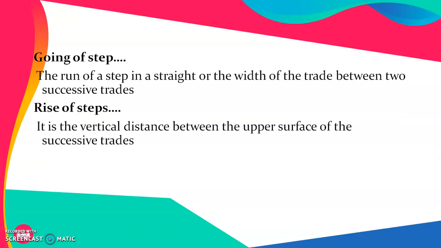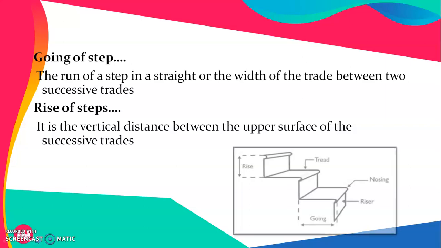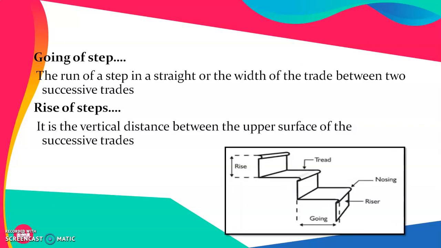Going of a step: the run of a step, or the width of a tread between two successive treads, is called going, while the rise of a step is the vertical distance between the upper surfaces of two successive treads. This figure explains the meaning of going and the rise.